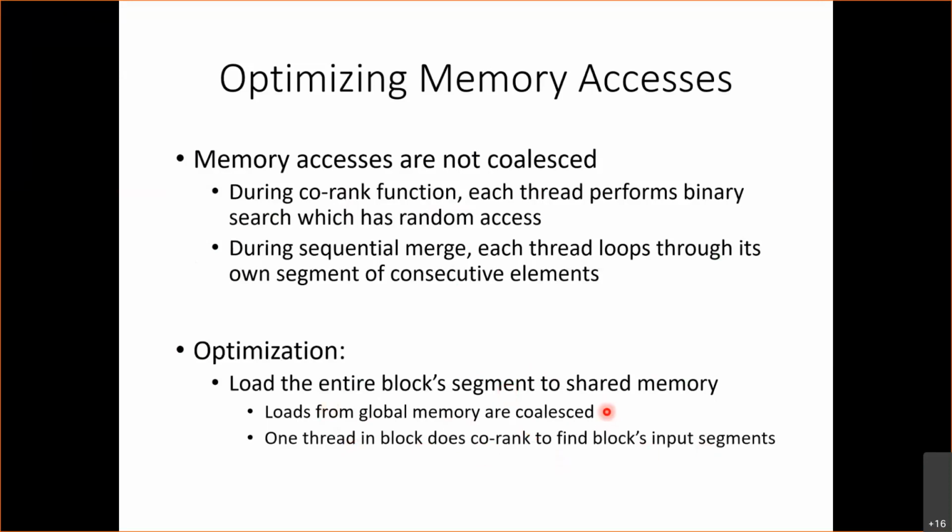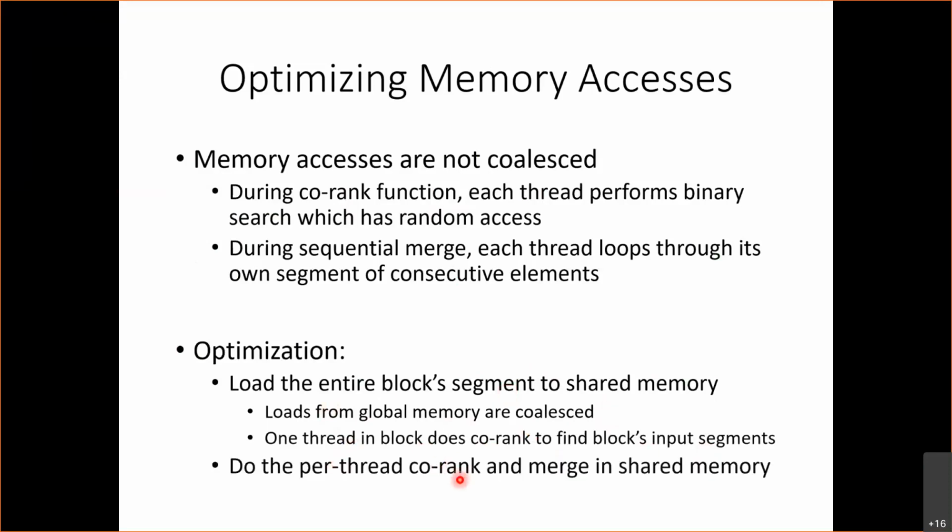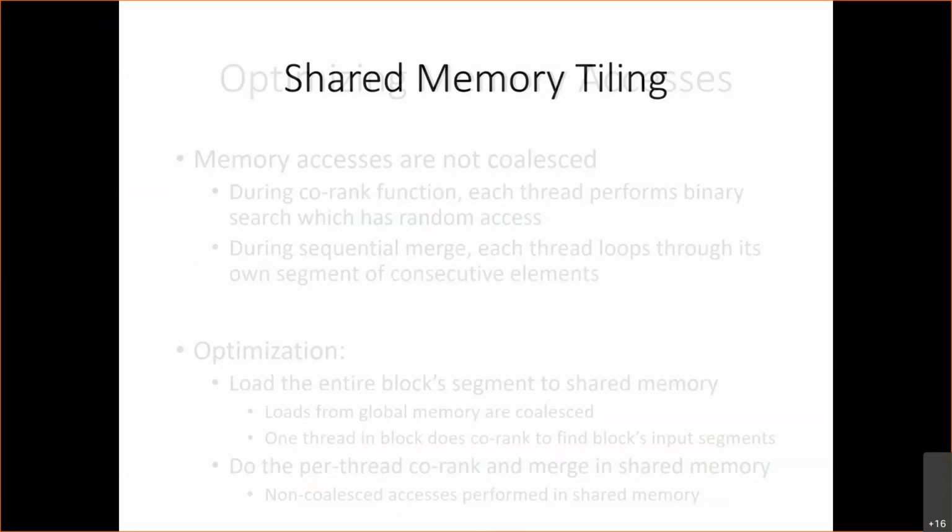Then each thread will do a corank inside of shared memory in order to find the subsegment that it owns, and then it will do the merge in shared memory to provide a result array in shared memory. Then we can take this result array and store it back to global memory in a coalesced way. So here the non-coalesced accesses will be performed in shared memory. Let me show you an illustration of what I mean by that.